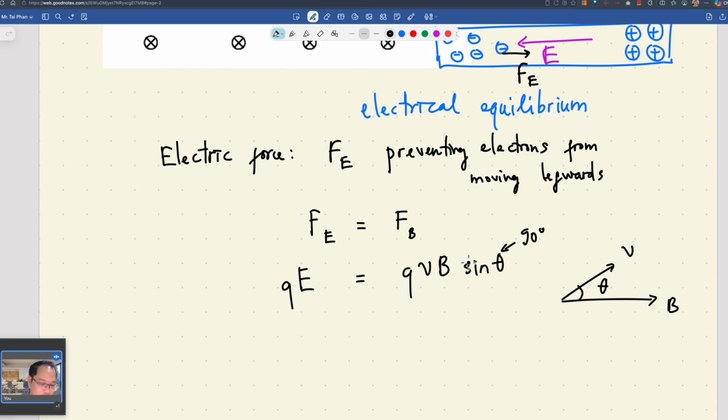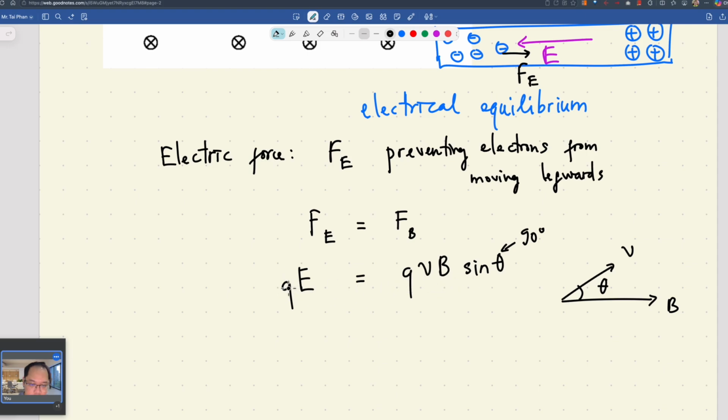But in this question, and 99.99% of the questions in IB, we deal with the case where the angle is always 90 degrees. Not any other, more complicated case with a different angle. Okay, so you can forget about the 90 degrees, it doesn't matter. So we have this equation QE equals QvB.